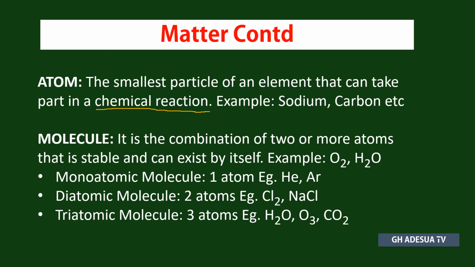Now we talk about the molecule. If you ask what is a molecule, it is the combination of two or more atoms that is stable and can exist by itself. Being stable and being able to exist by itself is very key for you to call it a molecule. Scientifically, you can cause some atoms to come together, but it will not be stable because it cannot become a molecule. We can't call that a molecule.